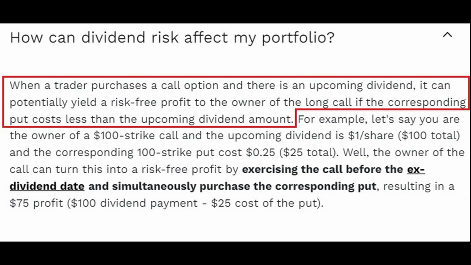If you've done research about this topic before, then you've probably seen some incorrect information out there, even from large reputable companies. For example, some companies suggest that early exercise is optimal when the corresponding put is less than the dividend. But this completely ignores the interest on the cash difference section of the put-call parity formula. In all three of the examples we looked at, the put was worth far less than the dividend, but early exercise was only optimal in one example.